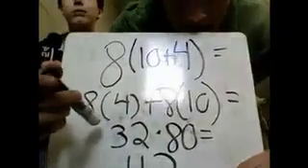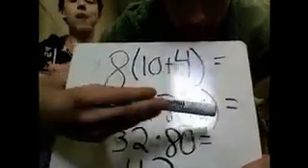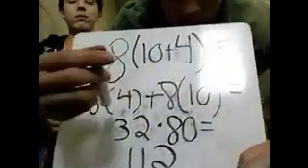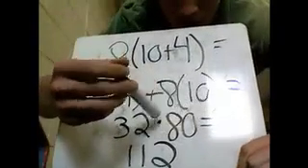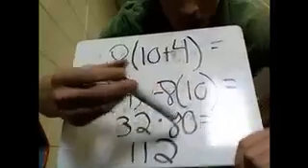Parentheses 10 plus 4 equals, as you can see, I have 8 times 4 plus 8 times 10, which if you do the math out equals 32 plus 80, sorry, equals 112. Next.